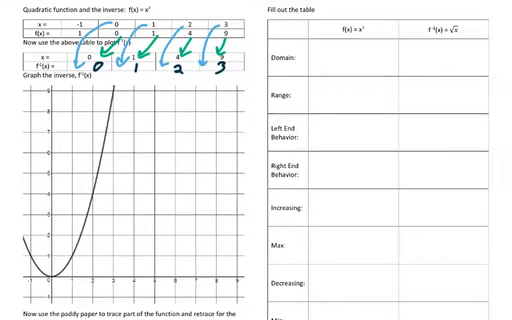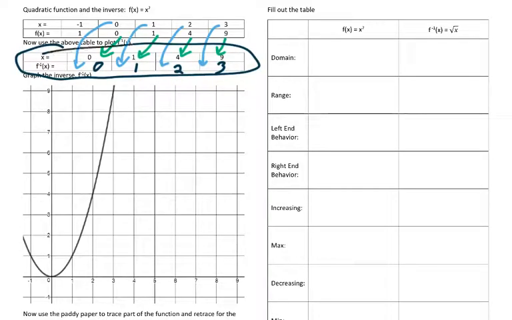If I graph this inverse function, let's see what happens. So I've got the point 0, 0. I've got the point 1, 1. I've got the point 4, 2. Again, notice I'm starting on the x value of 4, y value 2. Okay, and then I have x value of 9, y value 3, so it's the point 9, 3. Graphing that, it's going to look like this.